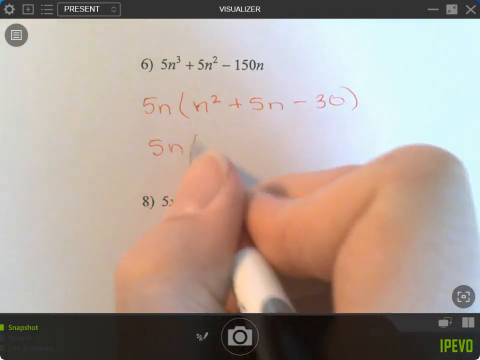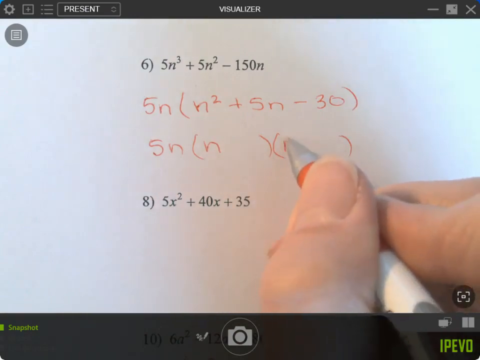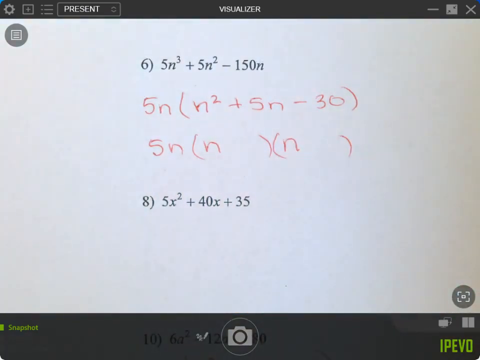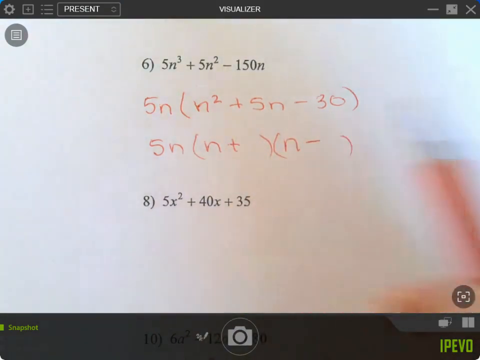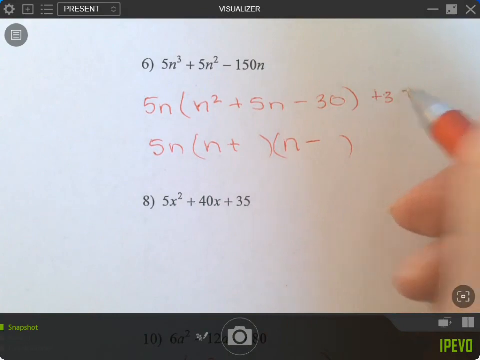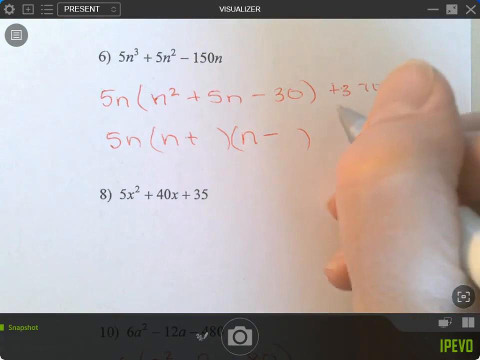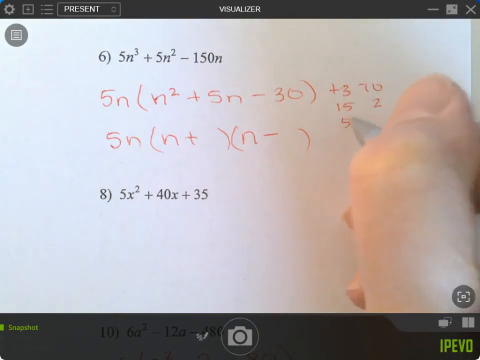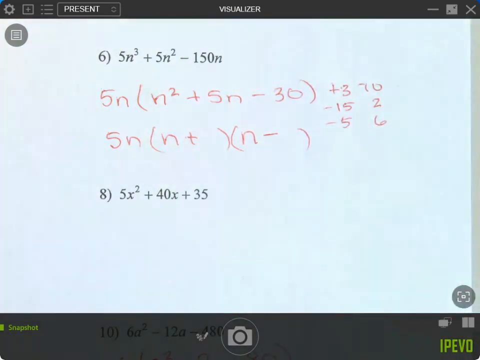Keep your 5n. All right, so I have an n and an n. And I need one positive and one negative because they have to multiply to negative 30. So I was originally thinking like negative 3 and 10. That adds up to 7 or negative 7, so that doesn't work. What else gives me 30? 15 and 2, 5 and 6, but none of these are adding up to 5. Now 11 and 3 would be 33.